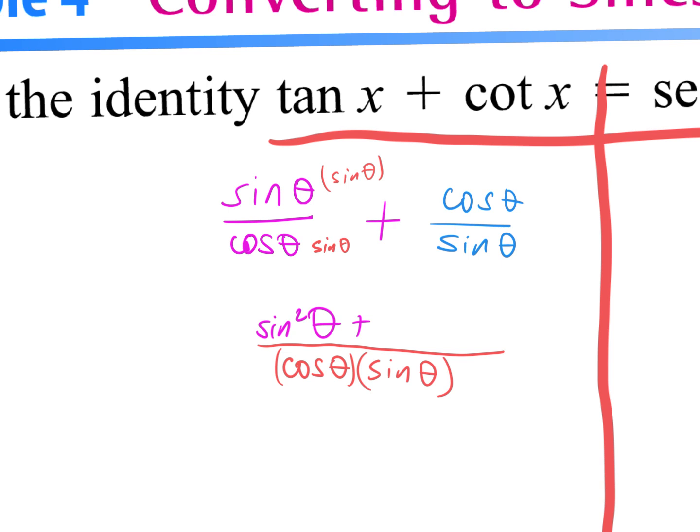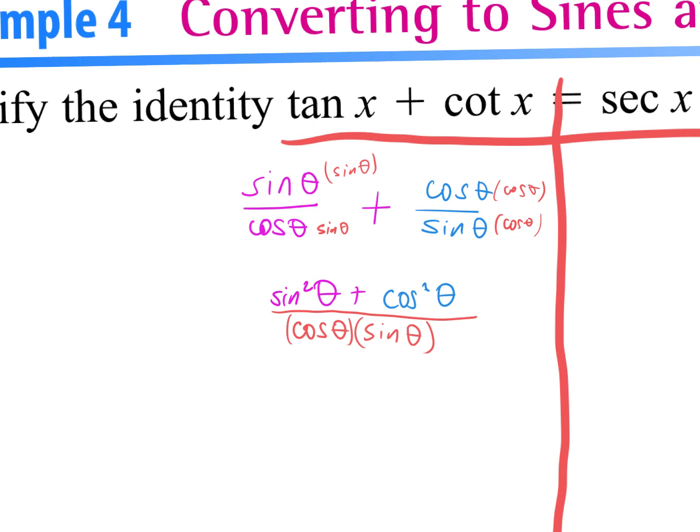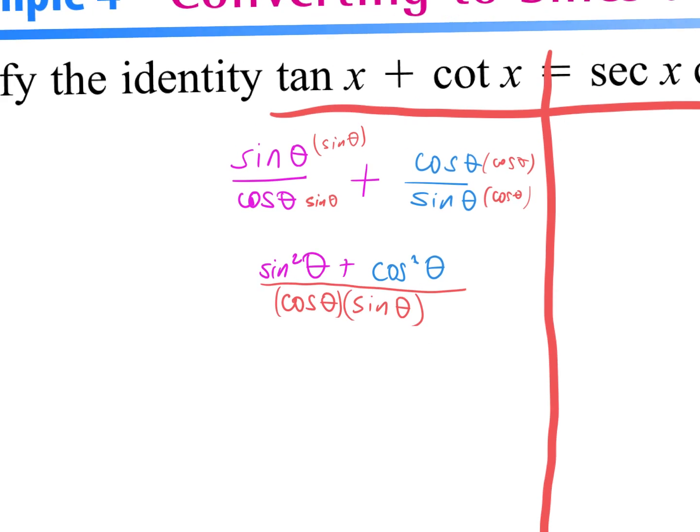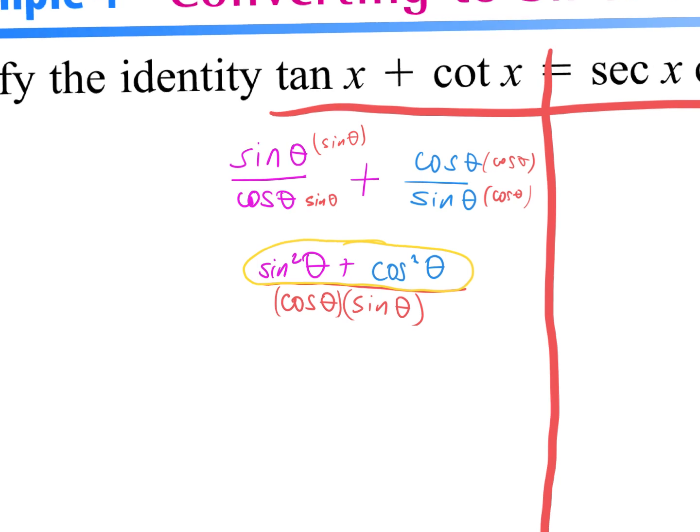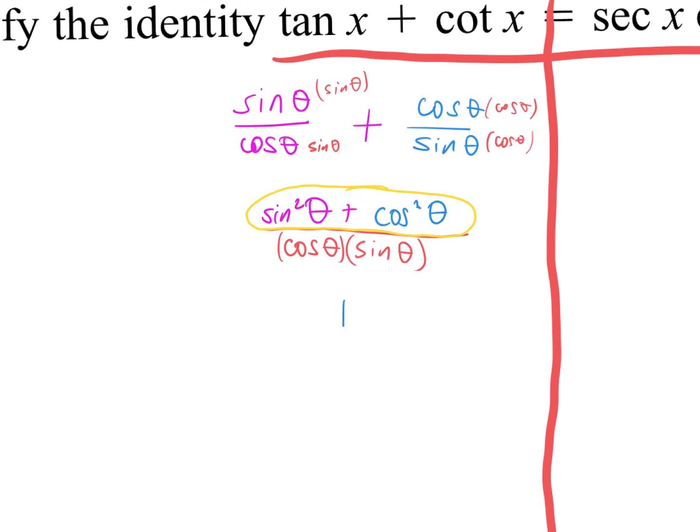Look at your second fraction. It has the sine. What is it missing? So if you multiply the bottom by cosine, what do you do to the top? Cosine. What's cosine times cosine? Cosine squared theta. All right. Anybody notice anything? What equals 1? The numerator equals 1, doesn't it? Sine squared plus cosine squared, guys, on your Pythagorean identities equals what? 1. So you're left here with 1 over cosine theta times sine of theta.